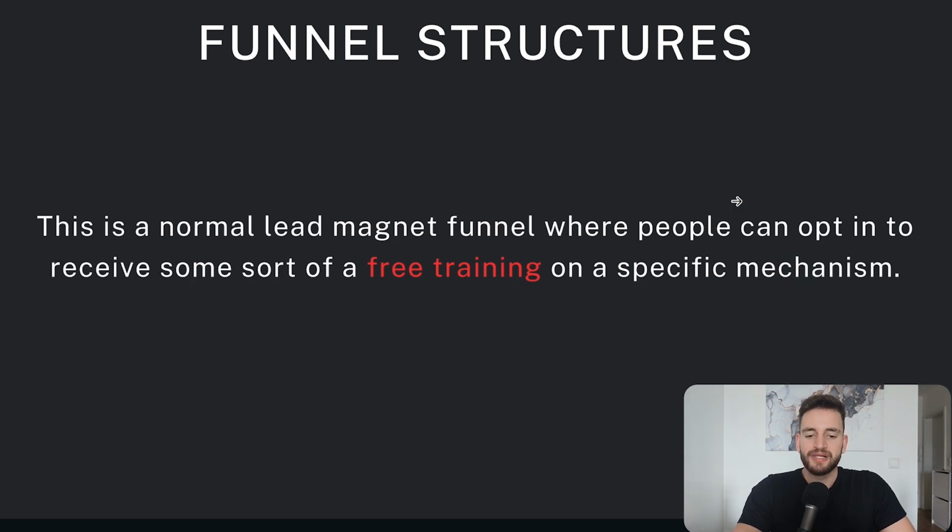This is a normal lead magnet funnel where people can opt in to receive some sort of a free training on a specific mechanism. So this can be many things depending on the niche and depending on the creator. For example, a fitness coach teaching about the vegan diet. Now let's go into the structure, guys.